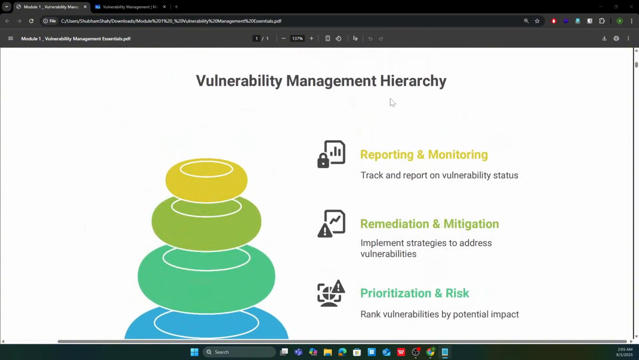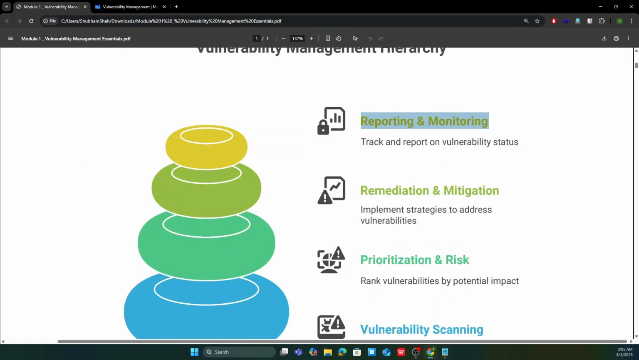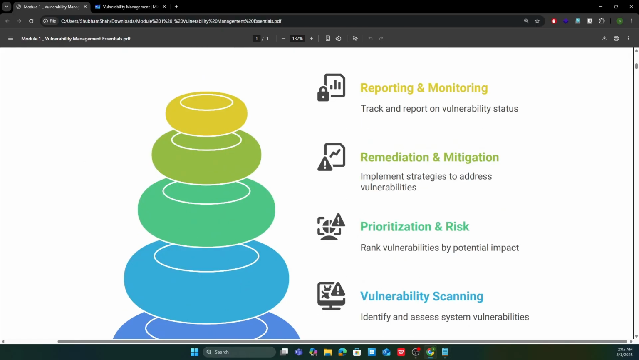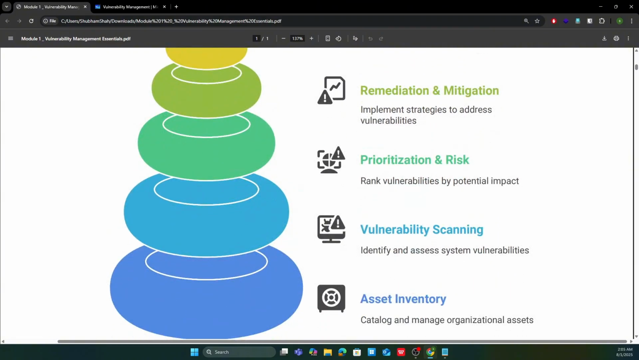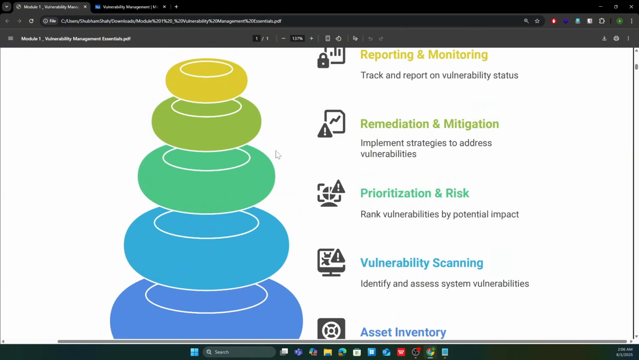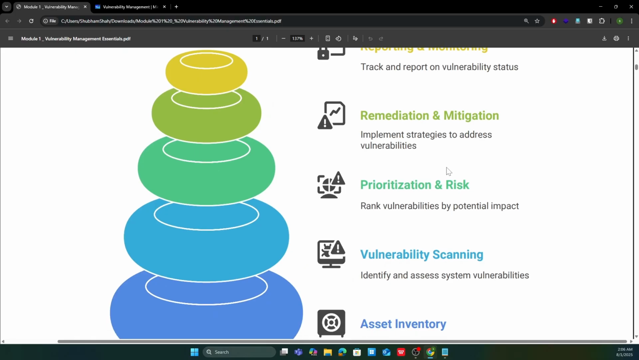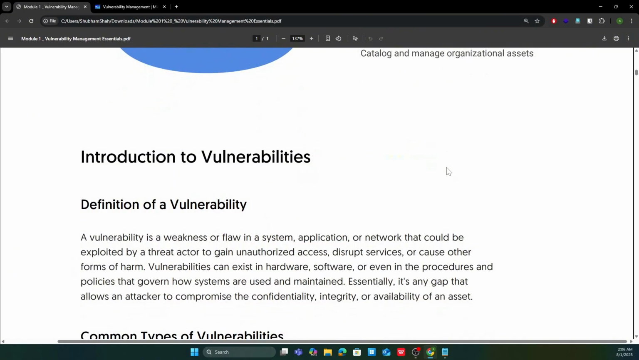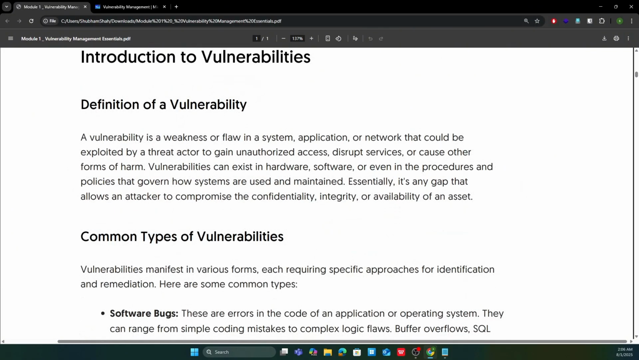Now, this is what the hierarchy of vulnerability management looks like. It has multiple components involved, such as reporting and monitoring, remediation and mitigation, prioritization and risk management, vulnerability scanning, and asset inventory. We are going to see each and every one in the practical as well as in the theory module. Let's start and see something very fundamental.